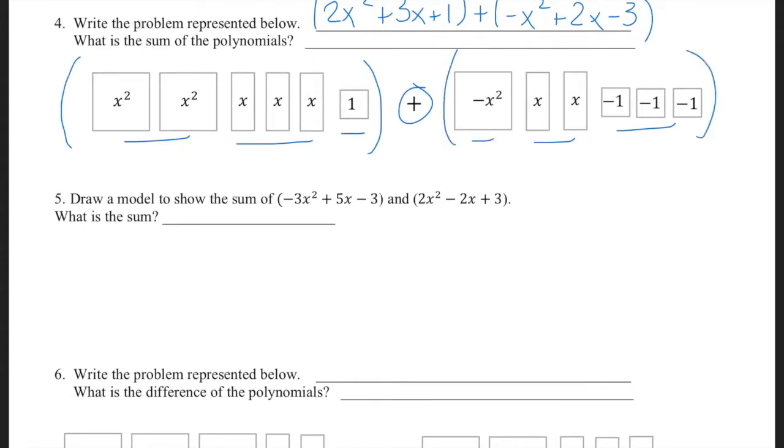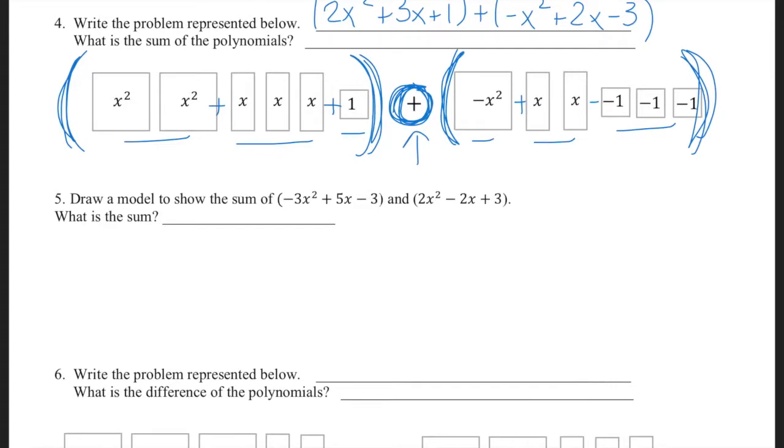Notice that I put each polynomial in parentheses because the plus here and the plus here is separate from this plus. And the plus here and the minus here are separate from this. So you want to notate that you're doing this whole thing plus this whole thing, okay? What is the sum of the polynomials?